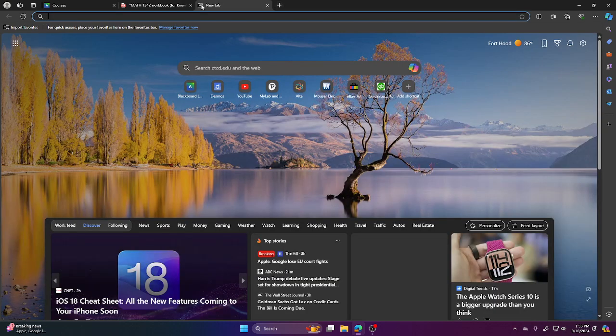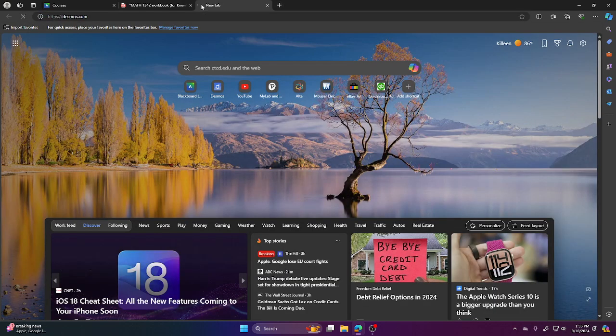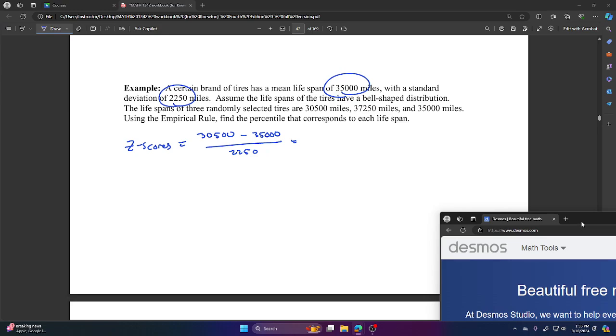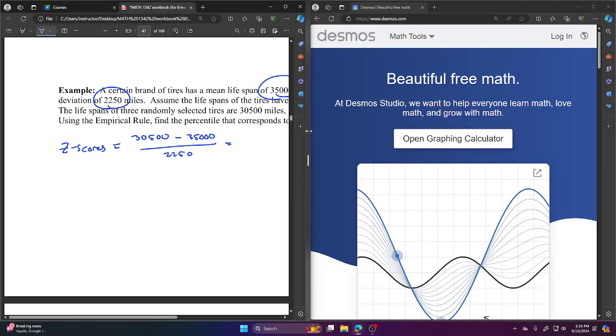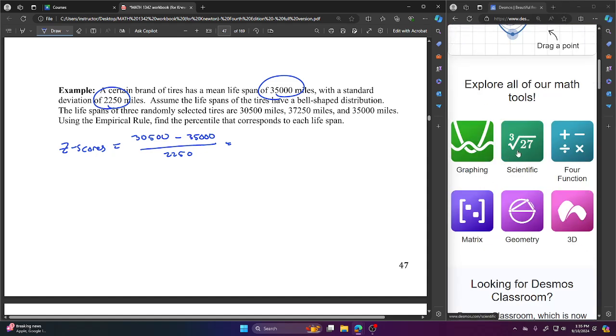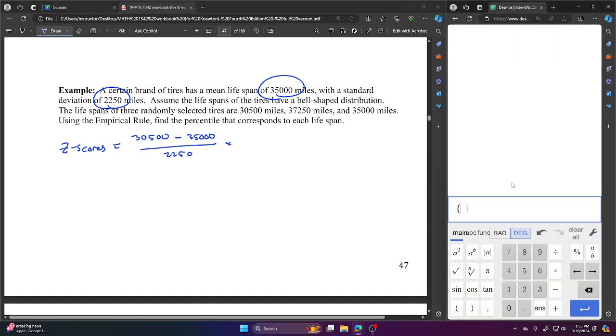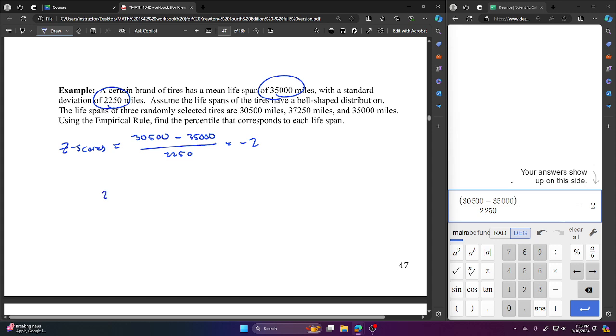Let me get out some Desmos for this. Okay, scientific. Let me start putting this in. Notice that I have the value minus the mean, and then all divided by the standard deviation. That's one of those formulas from earlier. Oh, that's an easy number. But I want to do this for each one of them. Okay, so that was the first one.